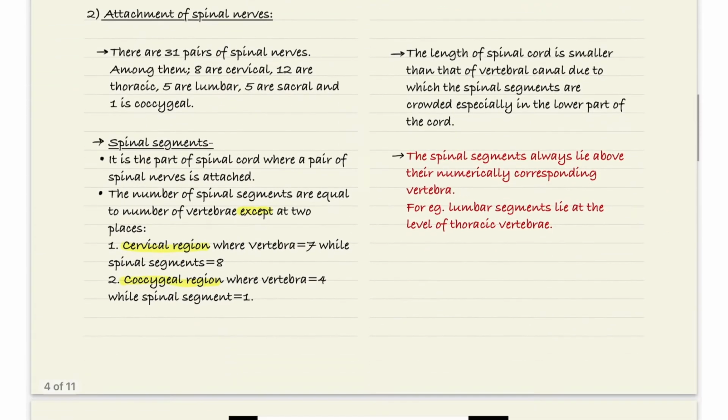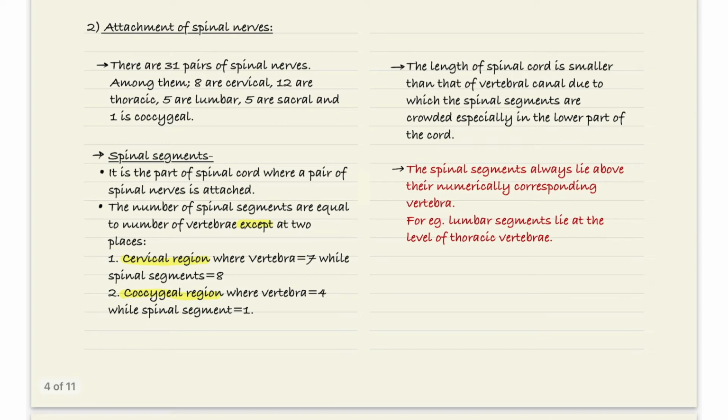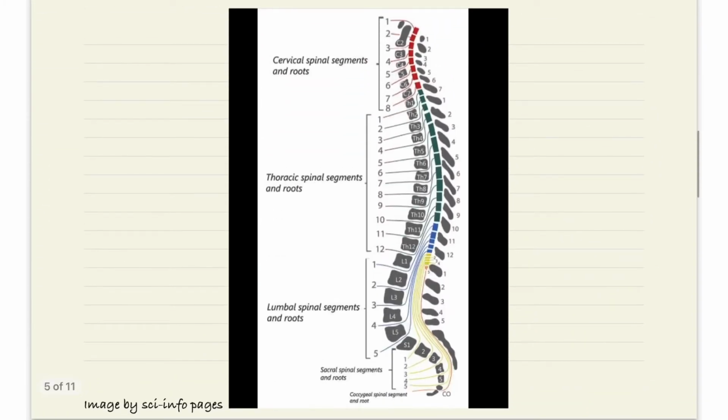Next. Second is attachment of spinal nerves. There are 31 pairs of spinal nerves. Among them, 8 are cervical, 12 are thoracic, 5 are lumbar, 5 are sacral, and 1 is coccygeal. So, spinal segments. What are they? It is the part of spinal cord where a pair of spinal nerves is attached. So, considering one segment where a pair of spinal nerves is attached, that is a spinal segment.